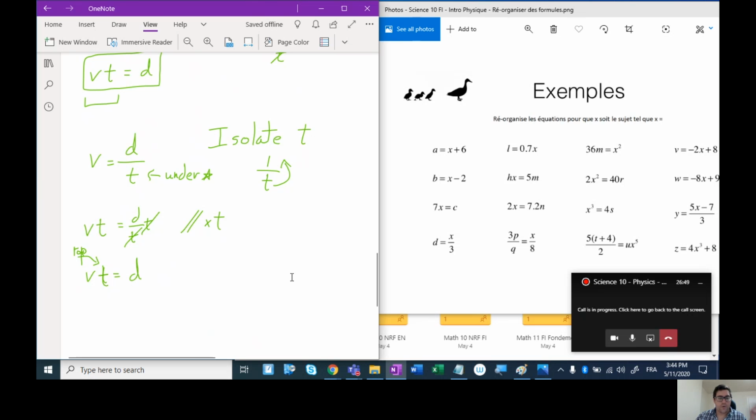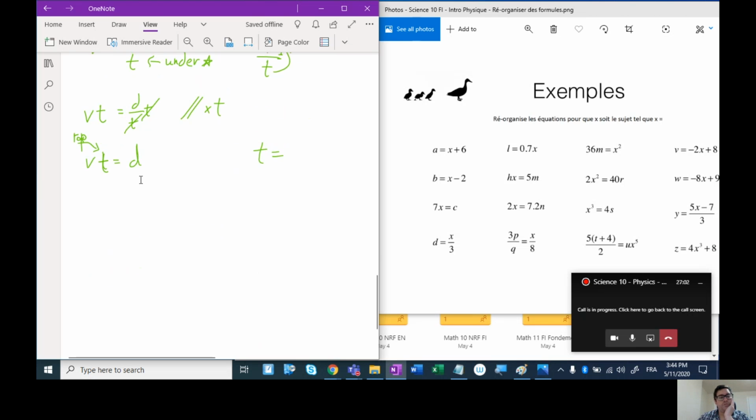And that's good, because now we have a hope to isolate T and have an answer that looks like T equals something and not 1 over T equals something. So what do we have to do here? Well, the same thing that we did earlier. You want just T, you're going to divide by V, cancel out, T equals D over V.